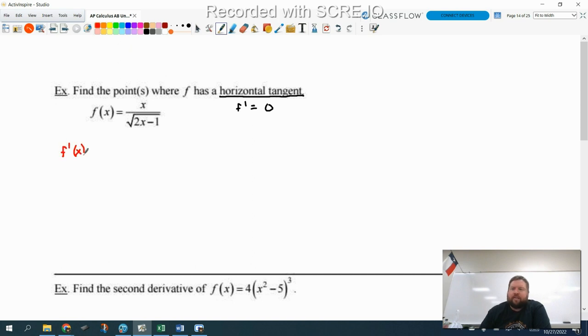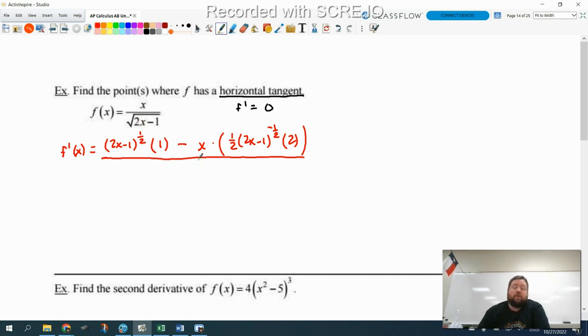So f prime of x is equal to low d high. So low is 2x minus 1 to the positive 1/2 power, times the derivative of the numerator, which is 1, minus high d low. So high is x, times the derivative of the denominator. Start with the power rule: 1/2 times 2x minus 1 to the negative 1/2, and then multiply by the derivative of the inside, which is 2. All of that's divided by my denominator squared, and since it's inside a square root, you can just get rid of the square root.